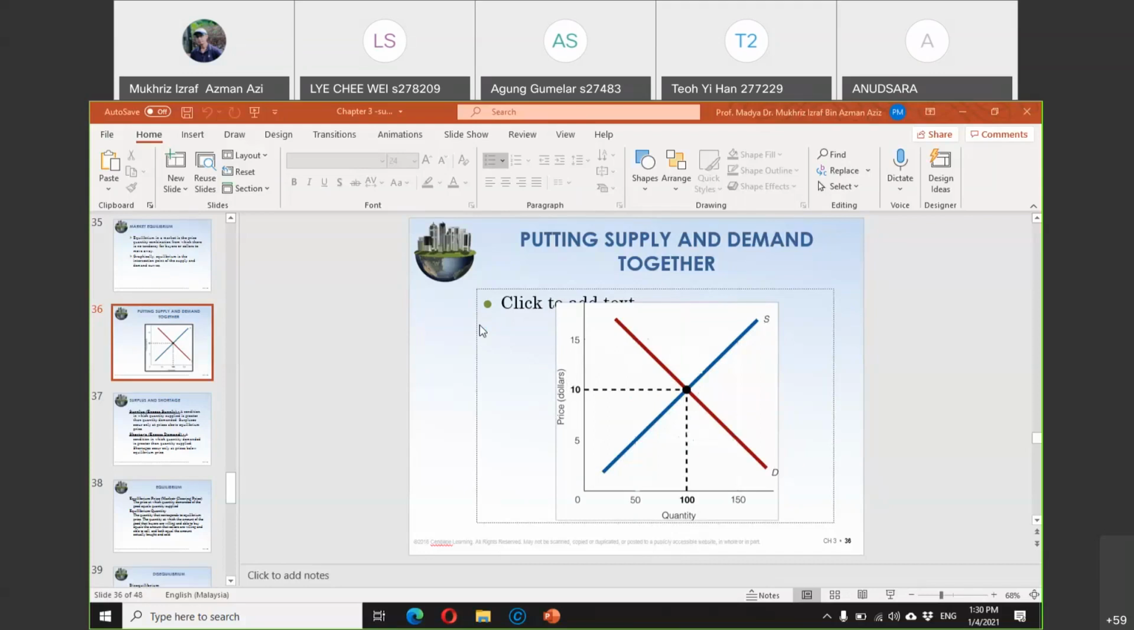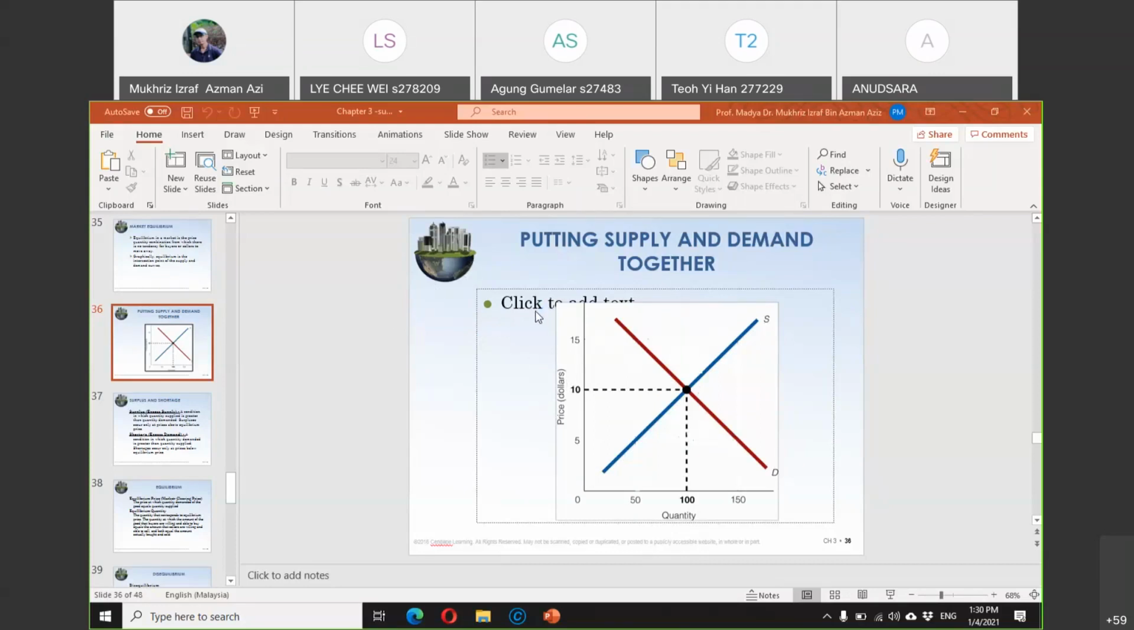Too low means you are not making enough profit. But if they are selling too high, people will not buy your product. So the price that the seller decides to put to sell that particular product in the market is based on this interaction, demand and supply.